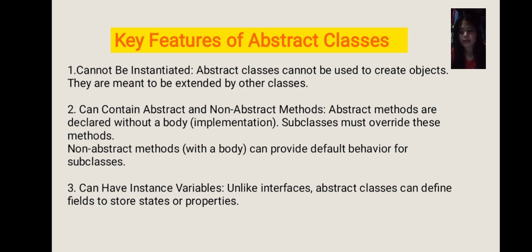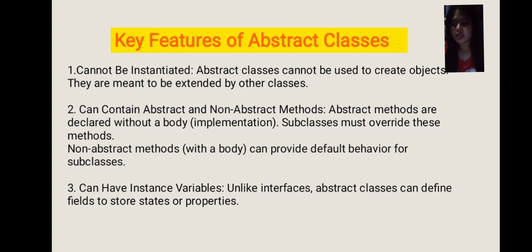Subclasses must override these methods. In other words, an abstract method is a method that doesn't have any code. Next, non-abstract methods with a body can provide default behavior for subclasses. In other words, non-abstract methods can share a common behavior with other classes.